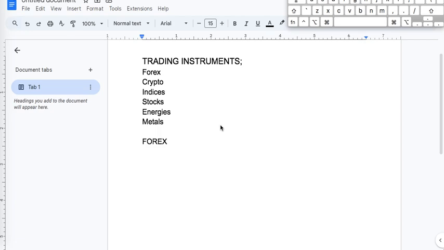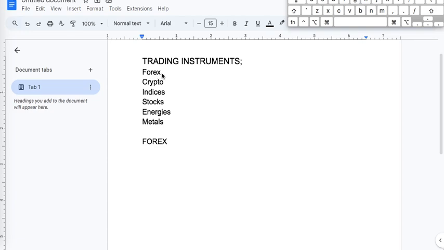Are you a new forex trader? Are you new to trading and you're here wondering, what should I trade? Now in trading in general, we have these trading instruments that include forex, crypto, indices, stocks, energies, and metals. Now it's up to you to decide which of these you are going to trade.